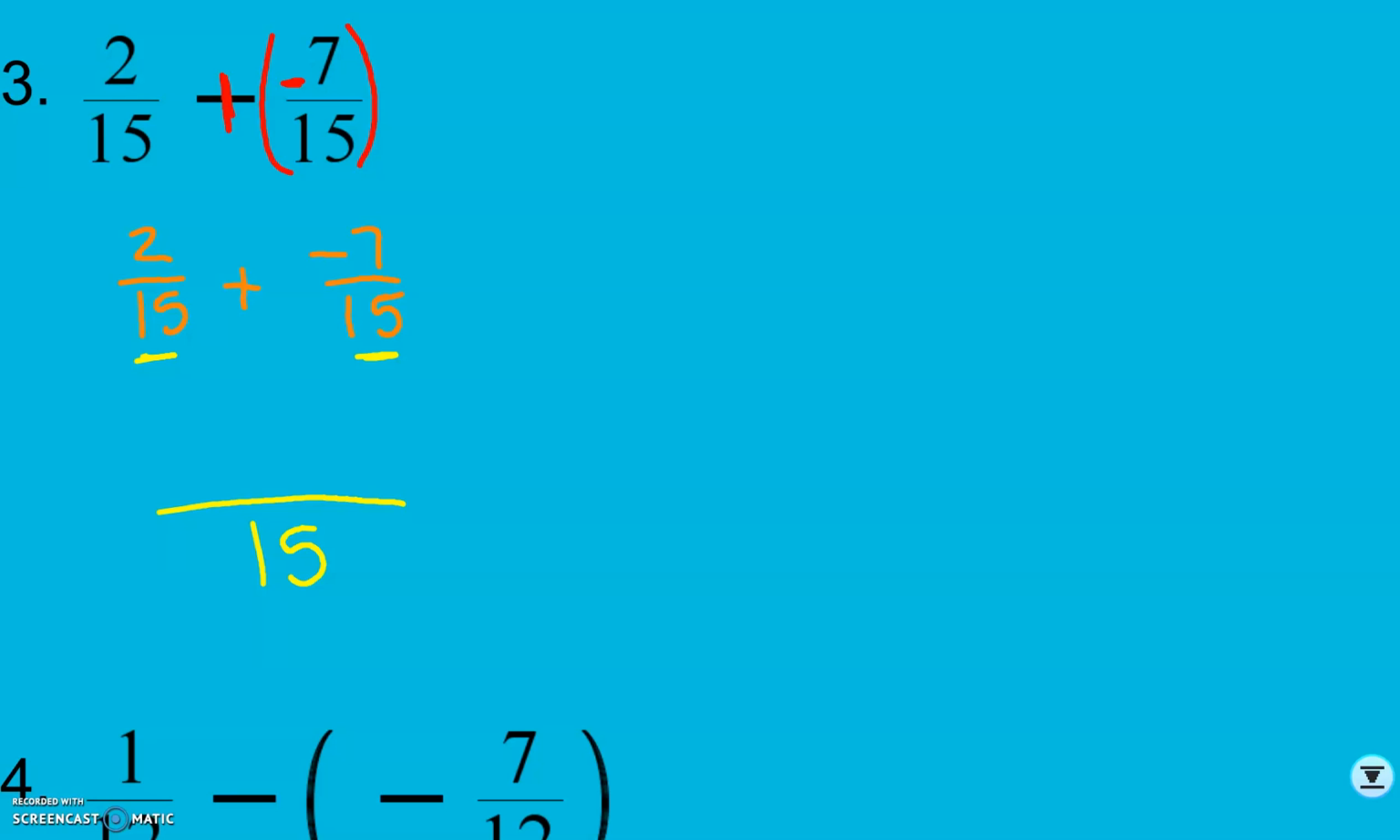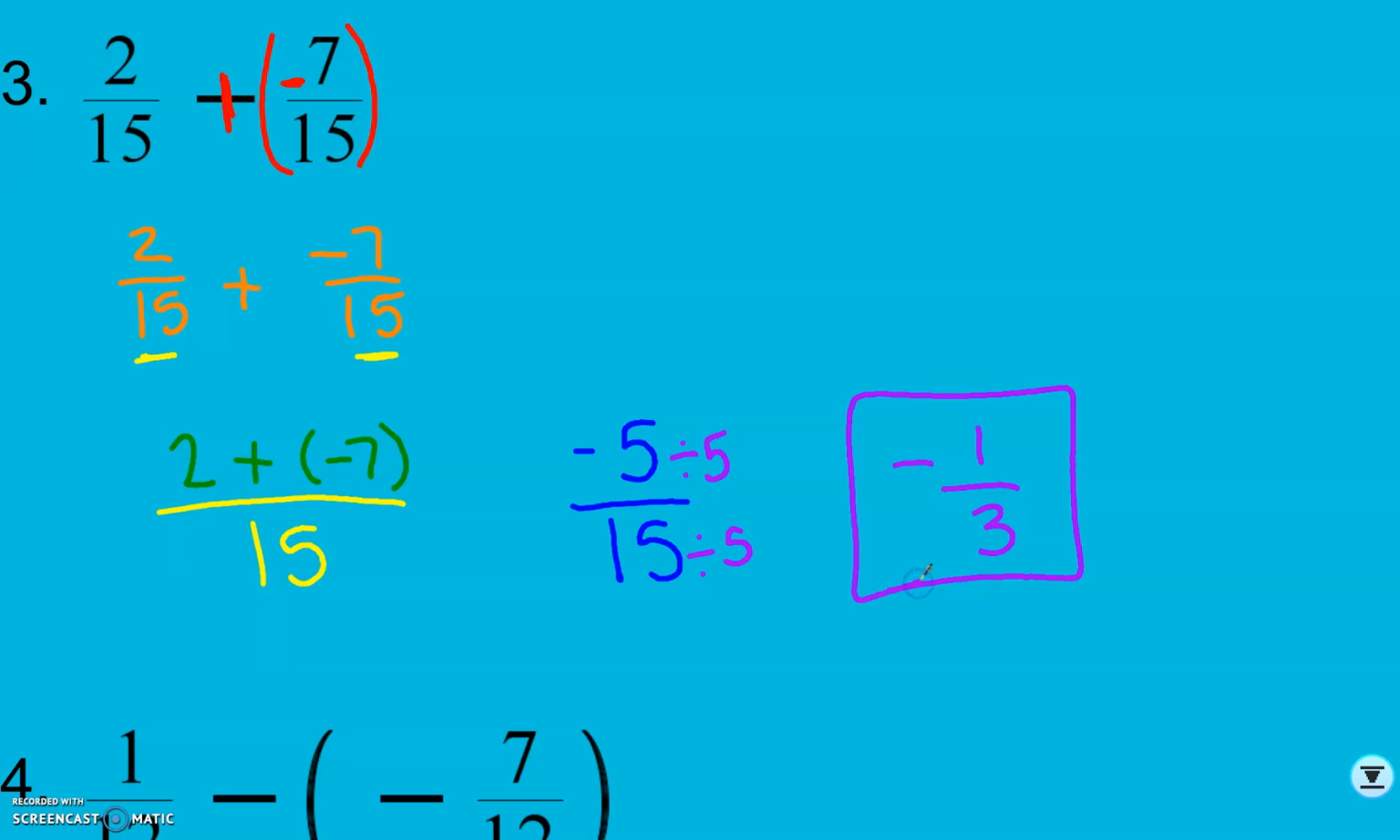2 plus negative 7. We have different signs here, so we subtract, give the sign of that bigger number, and it stays over 15. Last thing we want to do is check to see if we can reduce it all. Here my greatest common factor is a 5, so I'm going to divide both top and bottom. Again, if we change one part, we have to change the whole thing. And I end up with negative 1 over 3, negative 1/3.